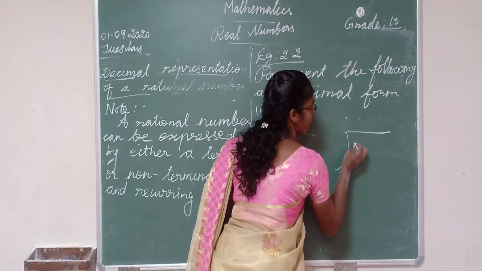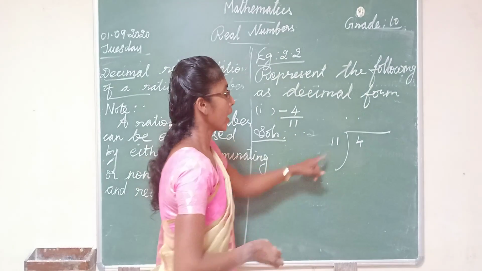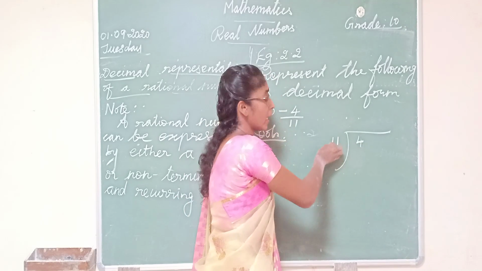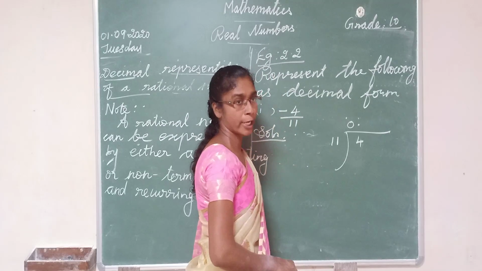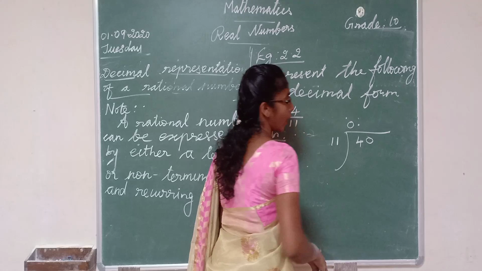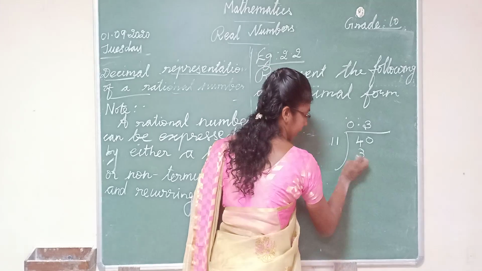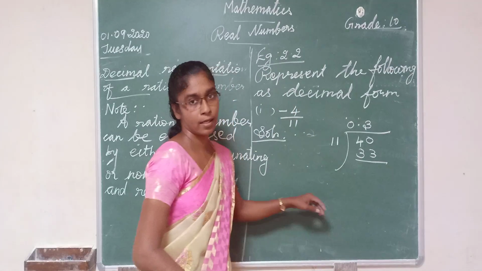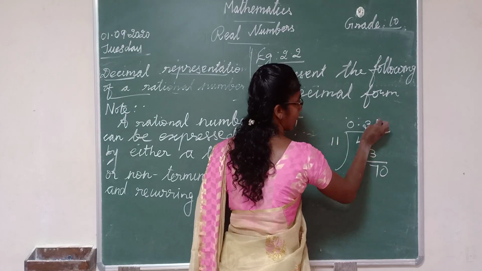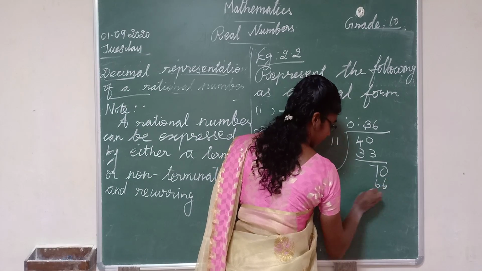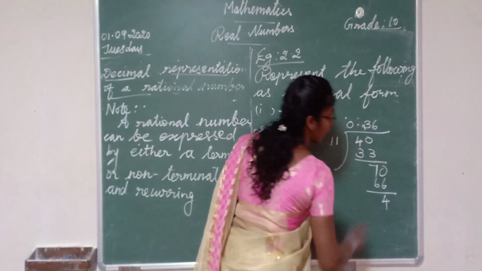How can we write? First, 4 write inside, 11 write outside. So 4 is less than 11, so we have to write 0 point in the answer. Here also we have to write 0. So 3 times 11, 33. How much balance? Yeah, very good. 7 balance. Next 0. Next 6 times 11, 66. What is the balance? 4 is the balance.